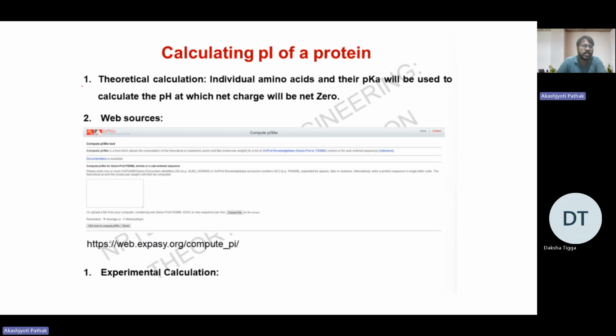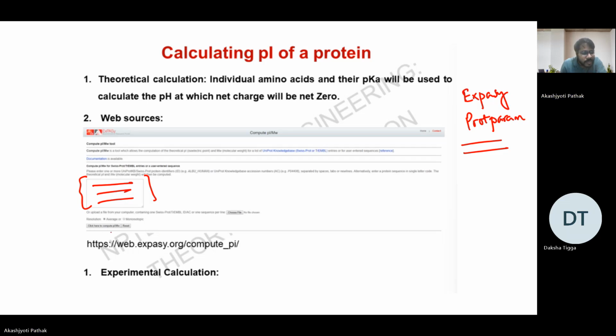So there is one tool. You can directly search the web for Expasy ProtParam. You type it on Google, and this server will open. Then you can put in the protein sequence in the text box and click on compute PI or molecular weight. This server will give you all the different parameters of your protein.